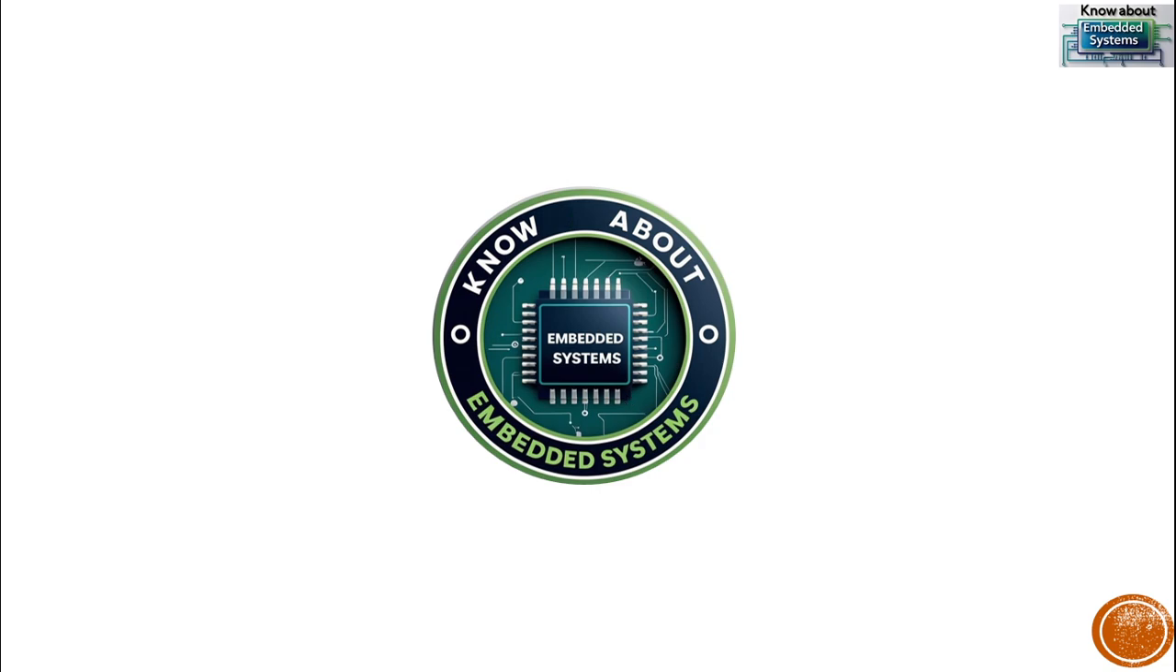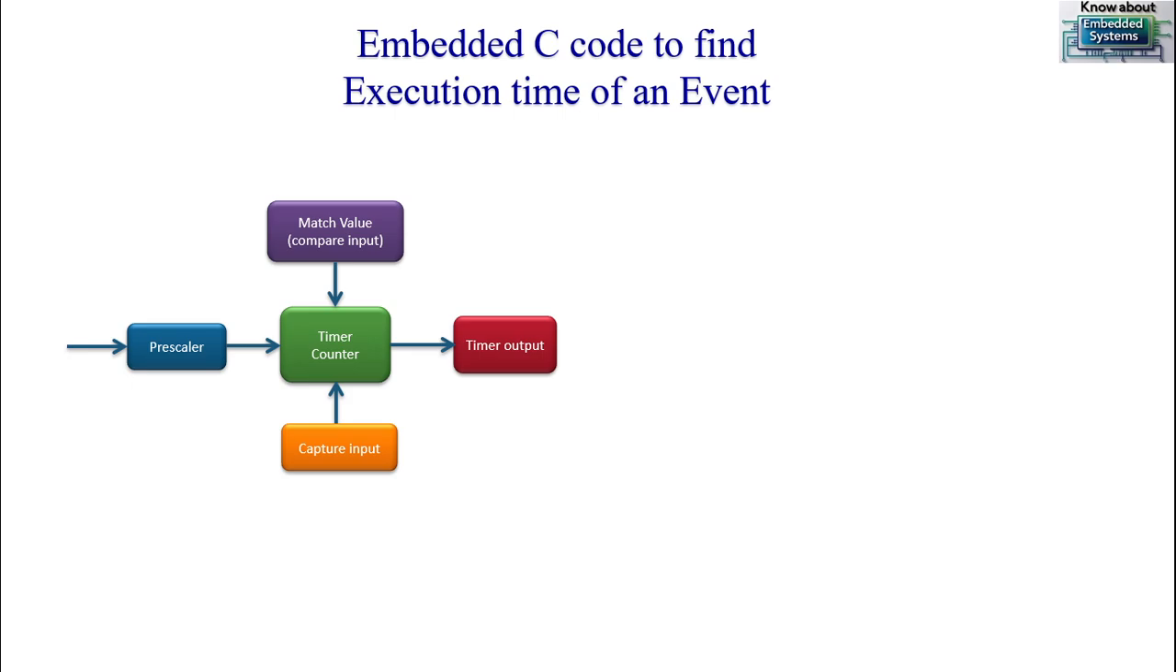In today's video, I'll teach you how to develop an embedded C code to find the execution time of an event using timers. You might already know, timer plays a very important role in our embedded system, especially in time capturing, right? So how to calculate the execution time of a task or of an event, this thing we will discuss, and also I'll tell you how to develop the code for the calculation of the time.